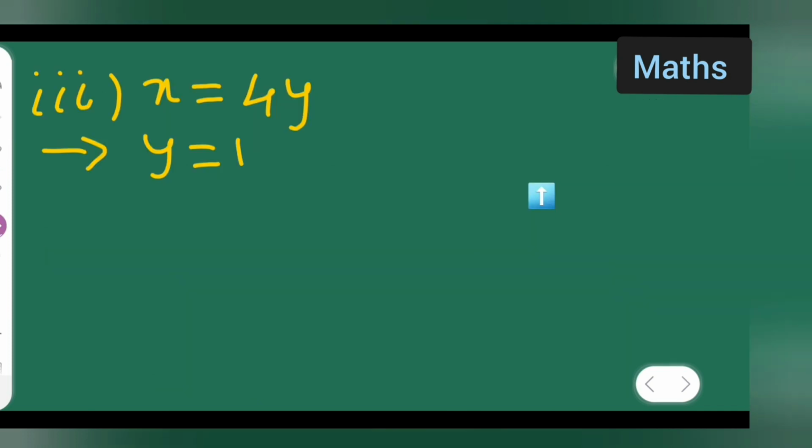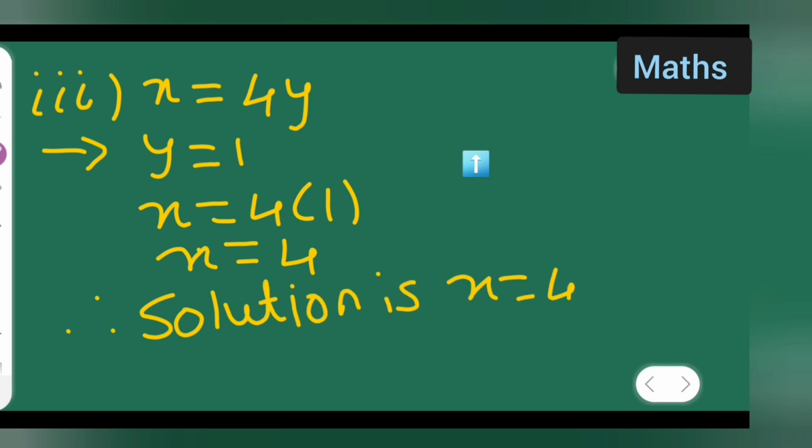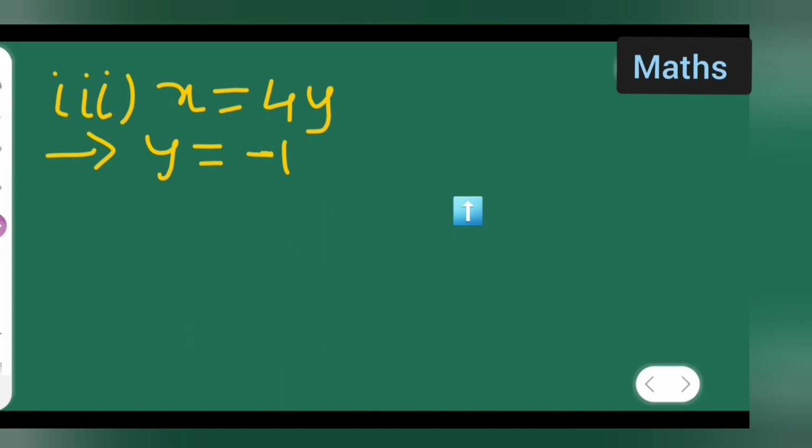Next, we have to find 4 solutions, right? We are done with the first one. Let us do the second one. x is equal to 4y. Take y is equal to 1. Replace y by 1. So x is equal to 4 into 1, which is 4 only. So x is equal to 4. Therefore, the solution is x is equal to 4 and y is equal to 1.